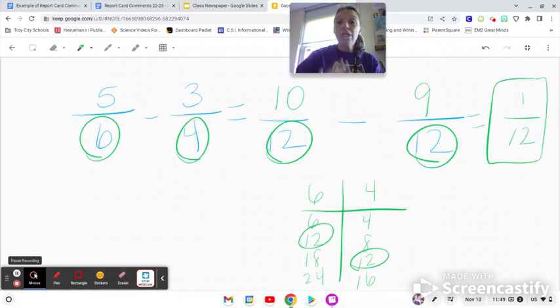Okay? So let's debrief. Let's kind of think about the work that we just did together, right? So first, we made like units, and we do this when we can draw a picture, or we can find the least common multiple when you list the multiples of the denominators.